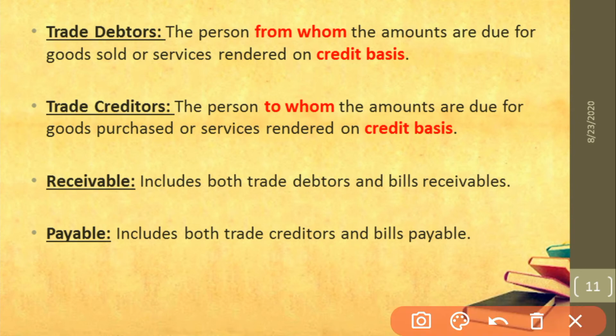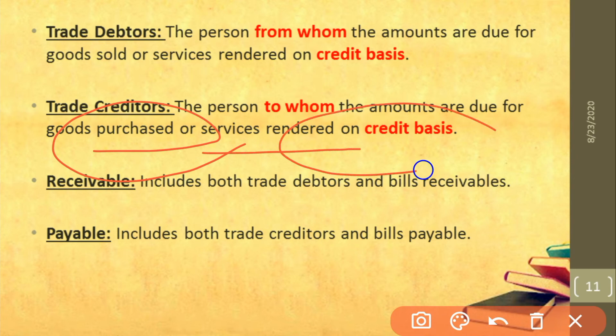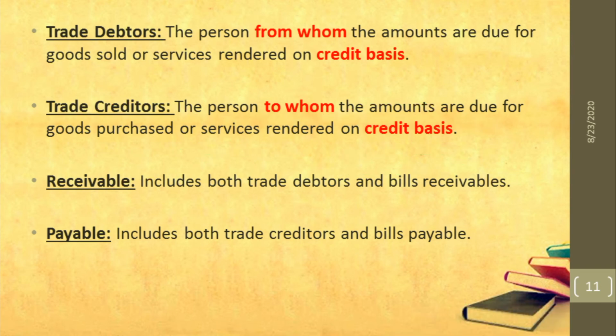And in terms of the trade creditor, the person to whom the amounts are due for the goods purchased or services rendered on credit basis. Now, trade creditor is a person to whom I have to pay. I bought some raw material on credit basis, say from Mr. Y. Mr. Y is my trade creditor because he is a person to whom the amounts are due. I hope there is no confusion about the trade debtors and the trade creditors.